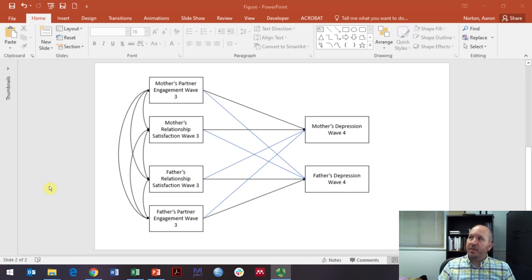So in here I have relationship satisfaction, partner engagement, and depression. And in this data set, it is organized by mothers and fathers. So these are matched pairs, matched couples in this data set.